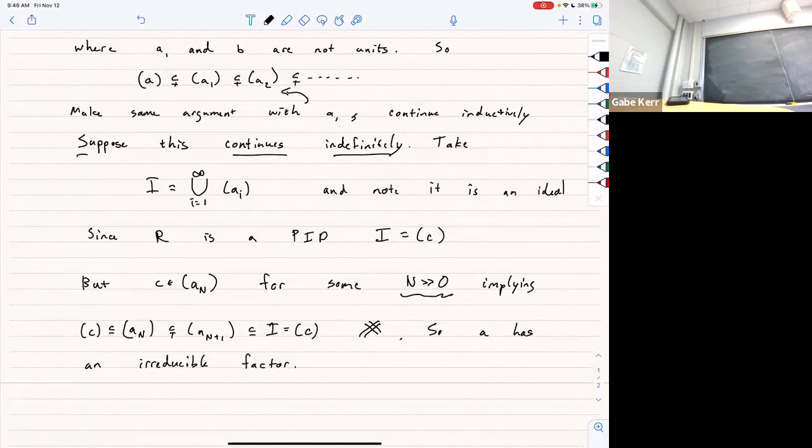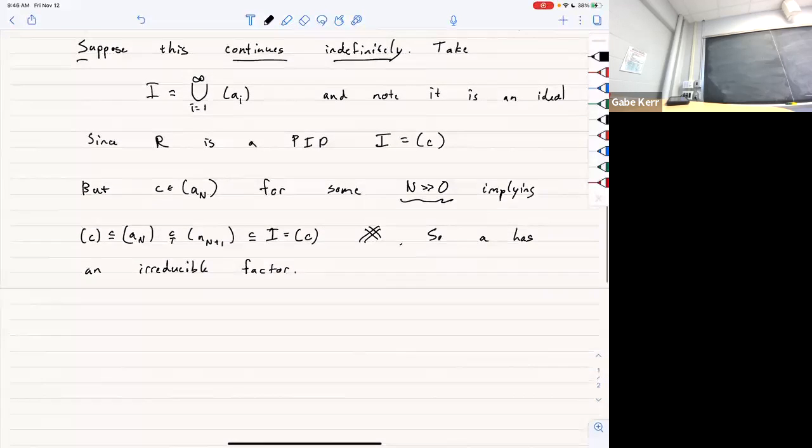Okay, so now we know that if we have an element of our ring, we have an irreducible factor. Now what we want to do is prove a variant of what we just did and say that given any element of our ring, not a unit or zero, we have a finite factorization. Not two, but sort of the same trick.